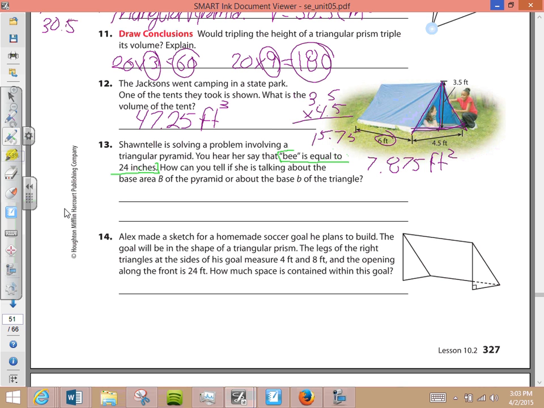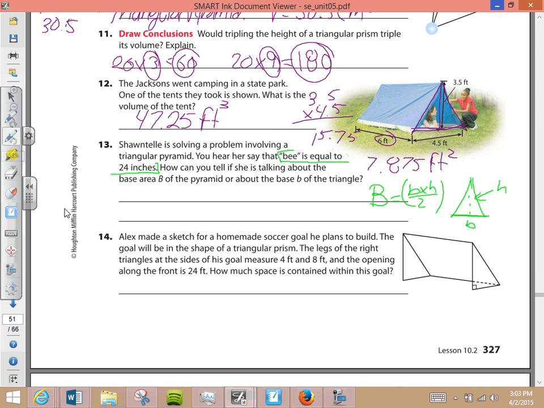Okay, so let's look at this triangle right here, right? This is the height, right? This is the little b, just the measurement. However, to find the volume, we have to find capital B, right? Which is the area of the base. Base times height divided by 2.